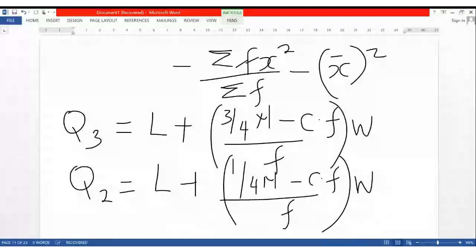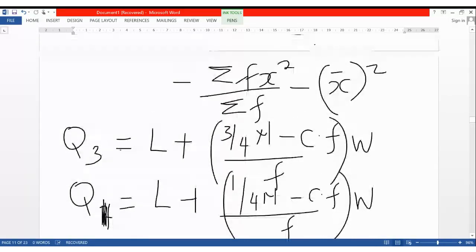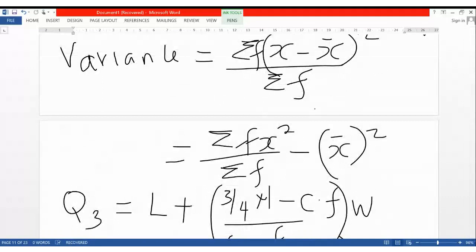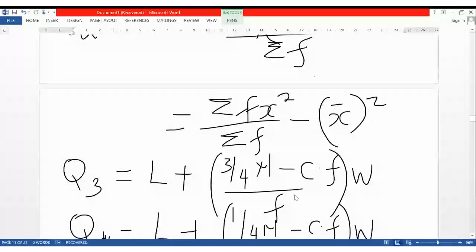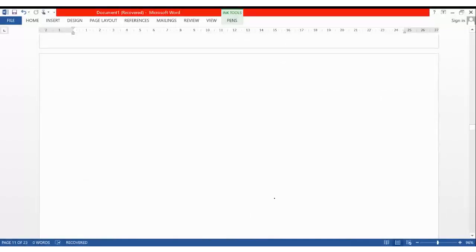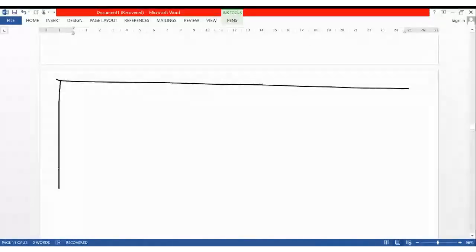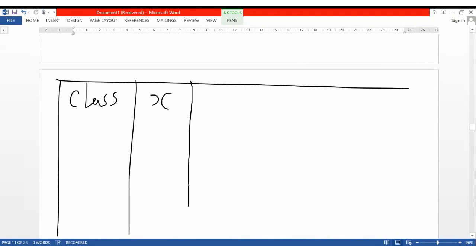So I'll start first of all with the variance for this one, then we move to the other ones because the variance is easy. We said we arrange our data in the form of a table. We'll have here class, then we shall have our x. Our x was the midpoint, remember? And I'll have my frequency. Then I will need fx squared.